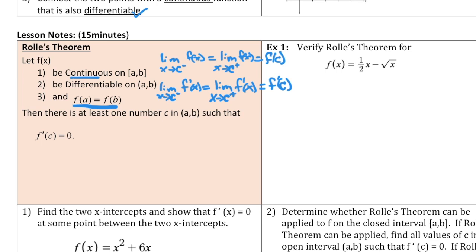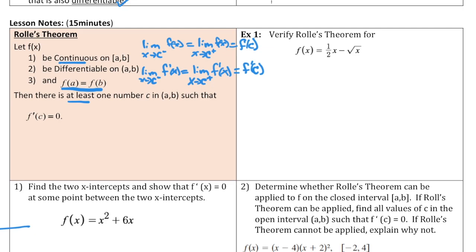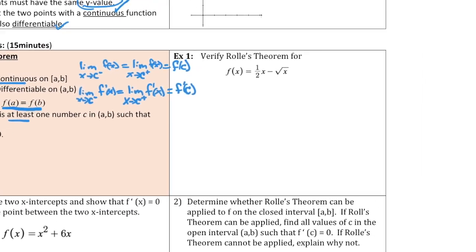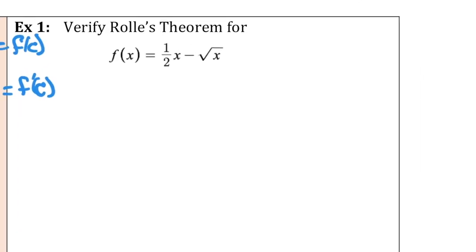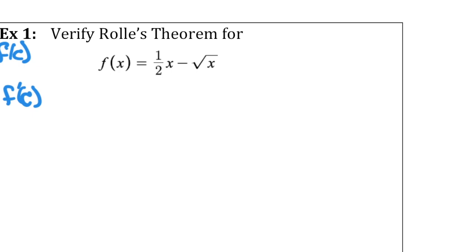Now, if all three of these conditions are met, there is at least one number c such that the derivative is equal to 0. So if f of a equals f of b and your function is continuous as well as differentiable, then you're guaranteed to have a horizontal tangent line somewhere along your curve.